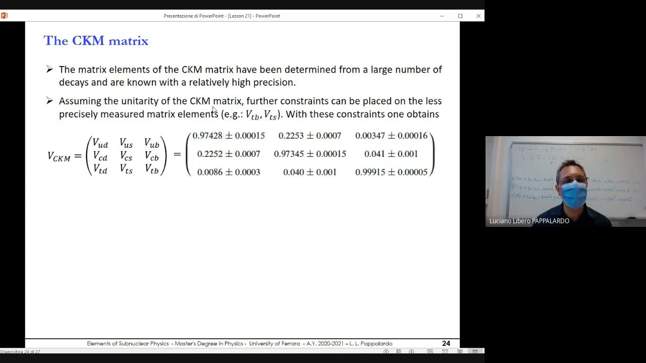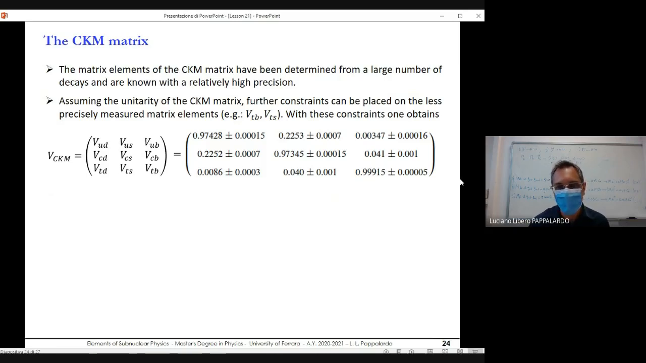But one can also use constraints due to the fact that this matrix is unitary. So once you apply the constraints due to the unitarity, you can get information where the experimental data is lacking or is less precise. So putting together information from the experiments and applying also unitarity constraints, at the end, these are the values of the 9 CKM matrix elements.